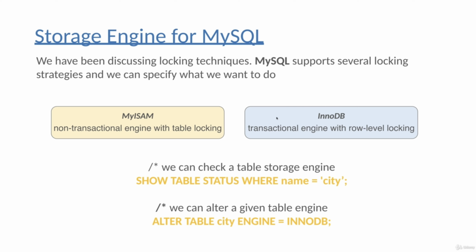So this is the first difference between the two storage engines, but the second crucial difference is that we are not able to use transactions with MyISAM. So this is why we are going to use InnoDB, because we are going to use transactions. So this is what we are going to talk about in the coming lectures. And of course, we can check a table's storage engine with the help of this SQL statement. Okay, so let's take a look at it.